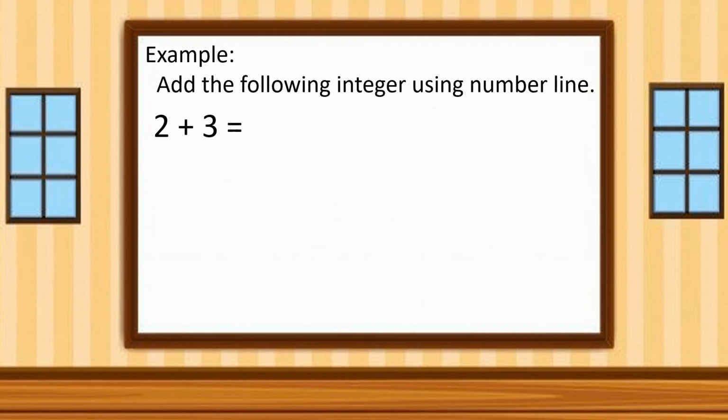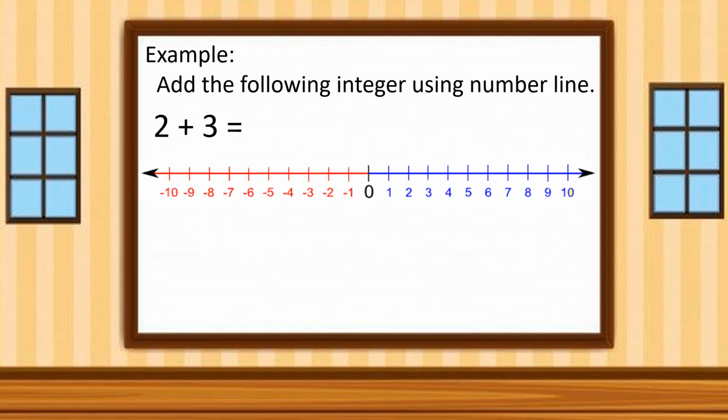Okay? Now, let's use the same example that we have a while ago from adding integers using tiles. So, we will compare our answer. Okay, so let us add 2 plus 3. So, our number line here will be like this. So, from 0, since siya po ay positive, 2, we will move 2 units to the right. So, we have 1 and 2.